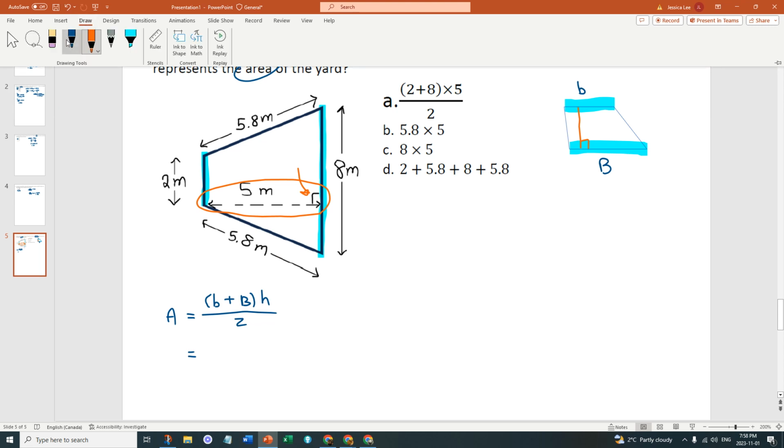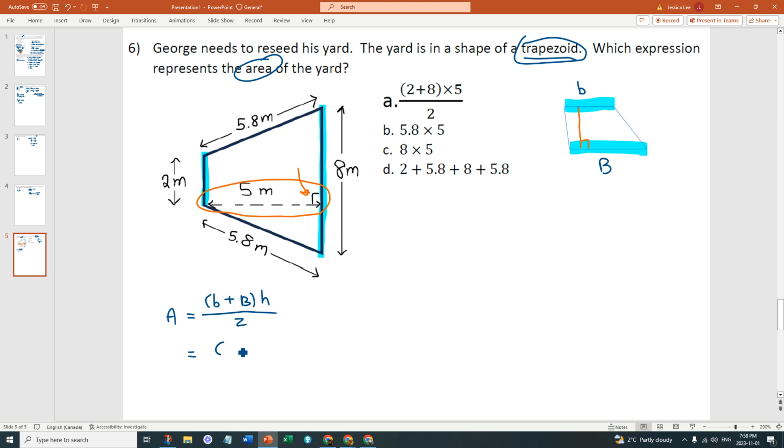Now that we have identified our small base, large base, and height, we can go ahead with the calculations, right? The small base is 2, the big base is 8, and this needs to be multiplied by the height, which is 5, and eventually all of this is going to be divided by 2. But now hopefully you can see that this matches option A exactly. So this is how we know that option A is the correct answer for question number 6.